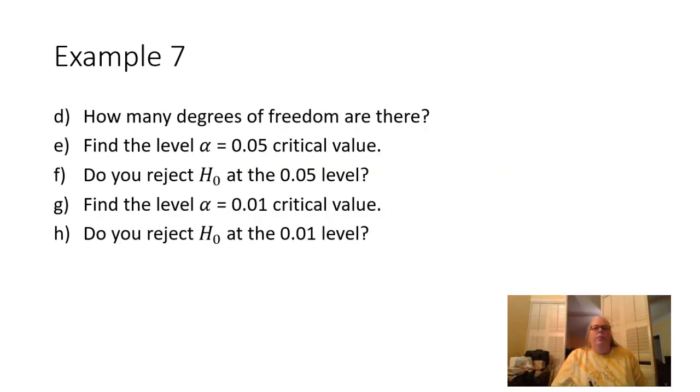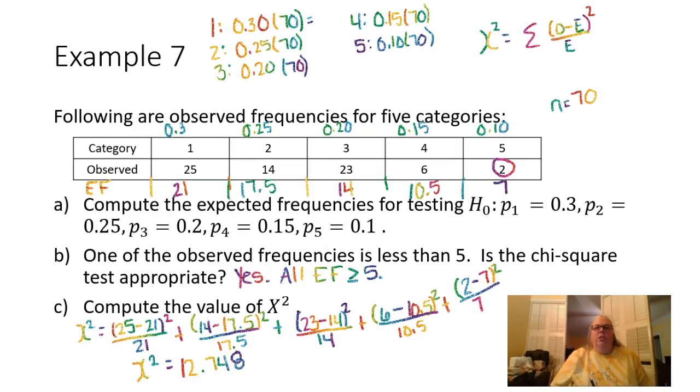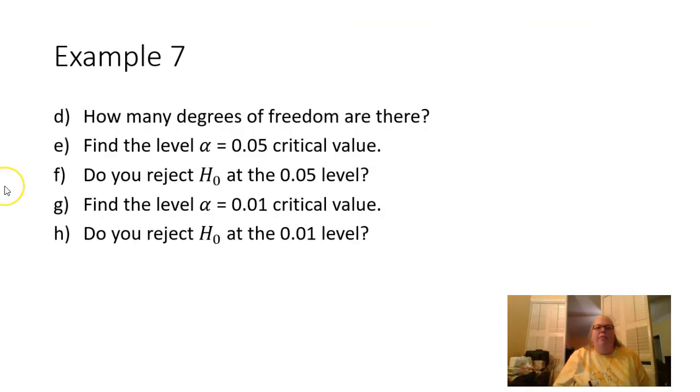Now for part D. How many degrees of freedom are there? The degrees of freedom is the number of categories minus 1. So in this case, our number of categories is 5. So 5 minus 1, or 4.